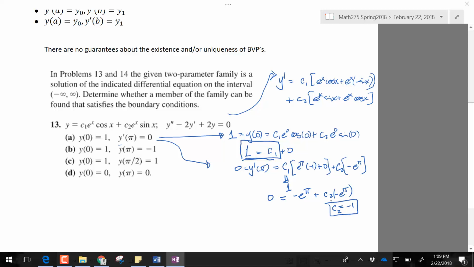Say it again. Oh, we solved for C1 from the first equation here, and so I made that into a 1. Is this okay? Yeah. All right, so we have C1 is equal to 1, C2 is equal to -1. So we do have a solution for this.